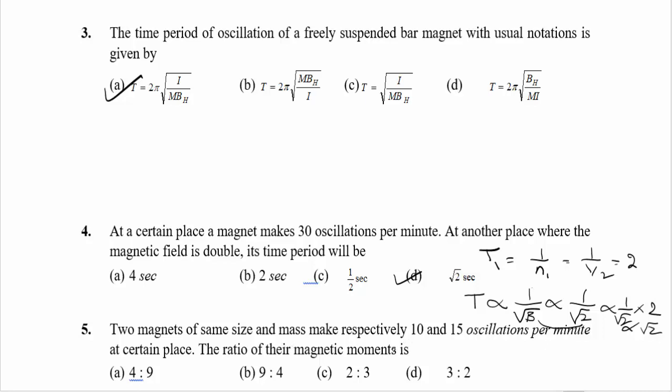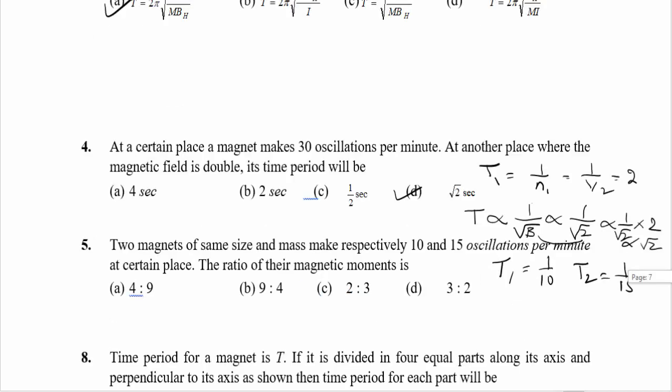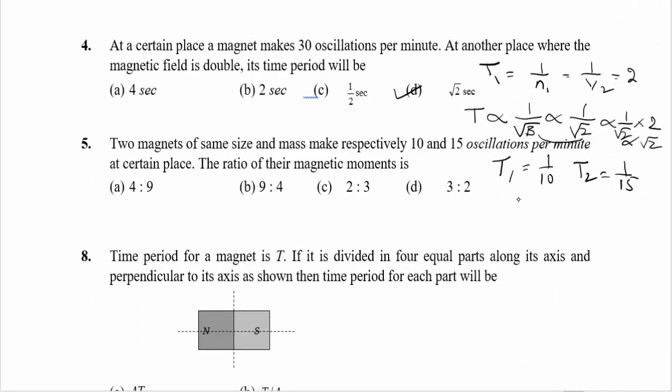Two magnets of same size and same mass make respectively 10 and 15 oscillations per minute at a certain place. What is the ratio of magnetic moments? The time periods are T1 equal to 1 by 10 and T2 equal to 1 by 15, since the oscillations per minute are frequencies, 10 and 15.